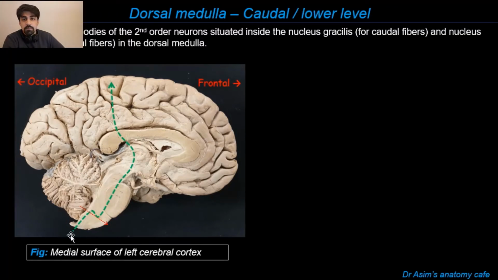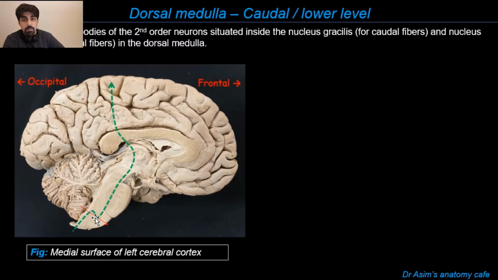The green dotted line represents the pathway which is going to be taken by the dorsal column medial leminiscal pathway. You can see that the dorsal column is dorsally situated in the spinal cord and inside the lower medulla, but then it crosses somewhere over here and comes to the ventral part of the medulla. From here onwards, in the upper medulla and in the brainstem, it is a more ventrally situated structure.